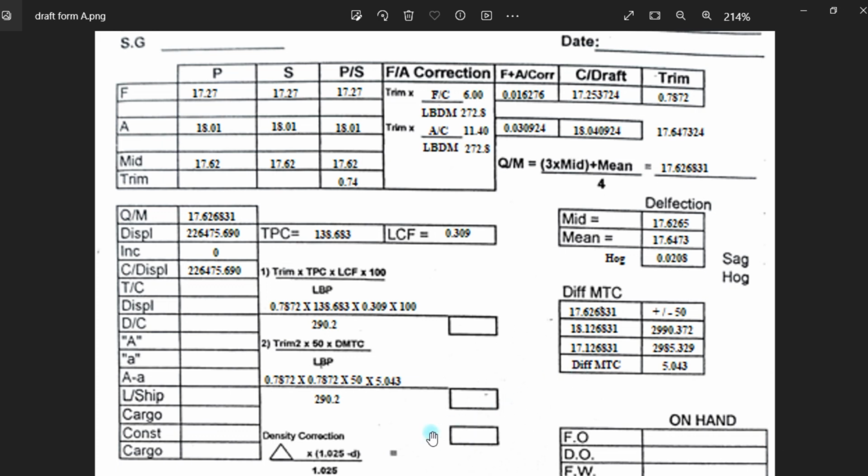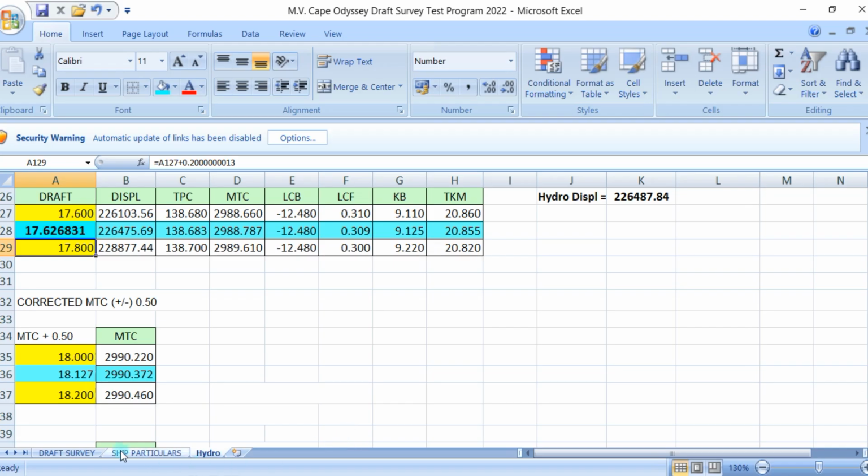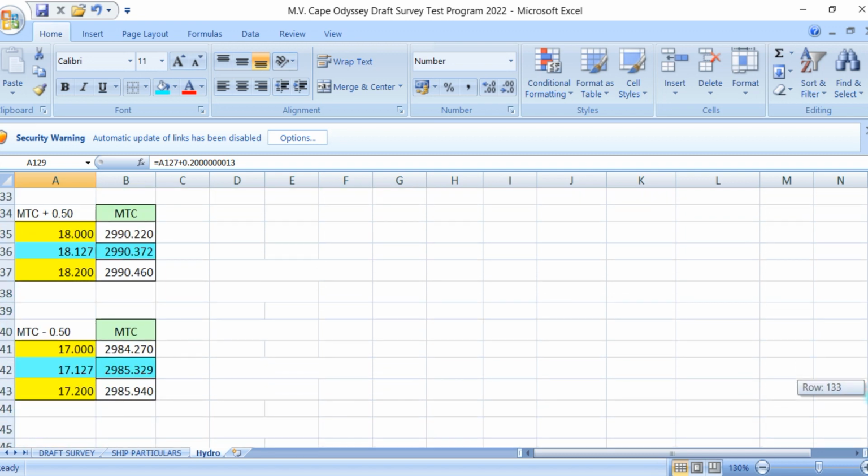And on the other one, 17.126831, if minus 50 centimeters, the value would be 2985329.